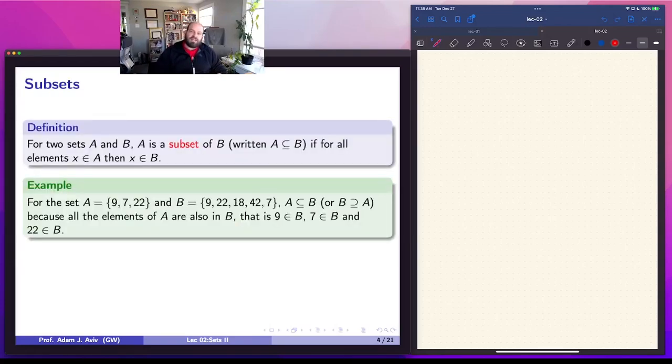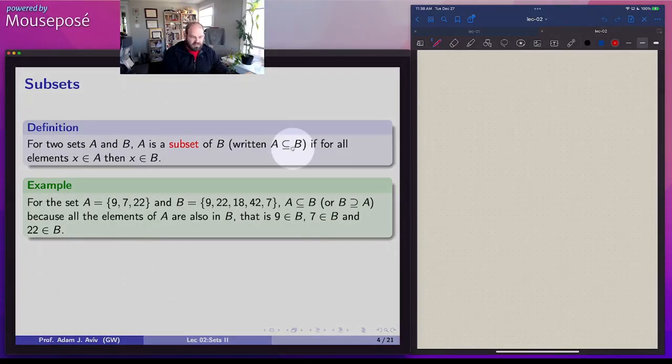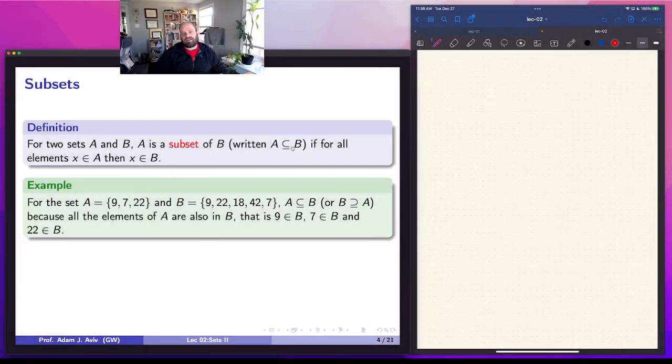Okay, so for two sets, A and B, we define a subset, written with this C-like symbol right here. A is a subset of B if for all elements of A, they're also in B. Now, this is something you need to be careful about, because remember we defined equality as all the elements of A are in B, and all the elements of B are in A. A subset is only one directional. Equality is two directional.